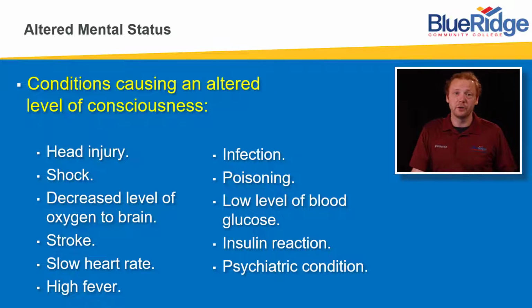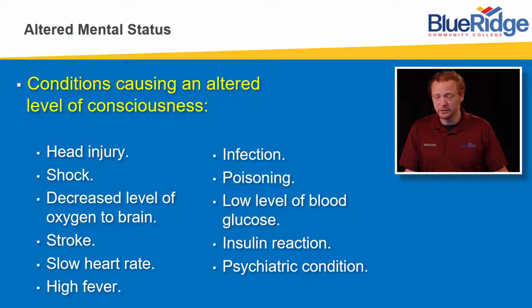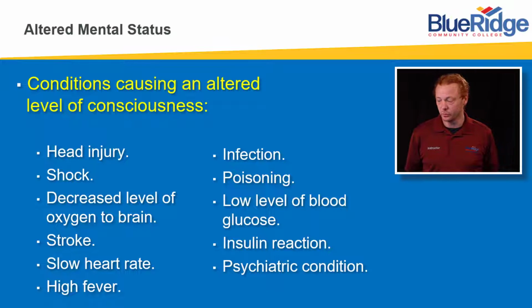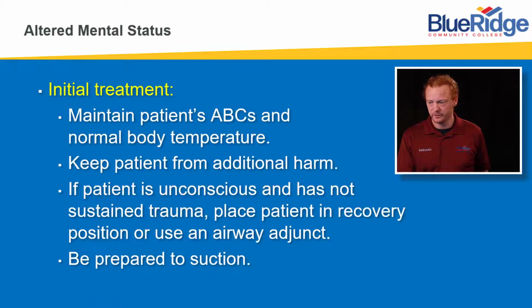Conditions that can cause altered level of consciousness: head injuries, shock, blood loss, decreased level of oxygen in the brain due to stroke or a slow heart rate. There can be a high fever, infections, poisoning, low level of blood glucose or even high level, insulin reaction, or a psychiatric condition. So our initial treatment.